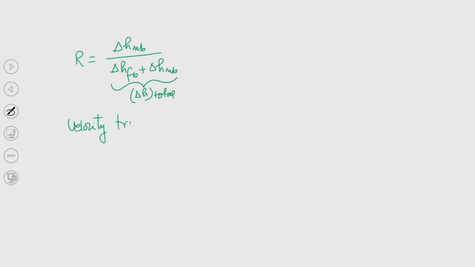So, I am writing R equal to delta H moving blades by delta H fixed blades plus delta H moving blades. So, this is delta H total. Okay. Now, mind it, velocity triangles for R equal to half, right. So, 50% reaction turbine.